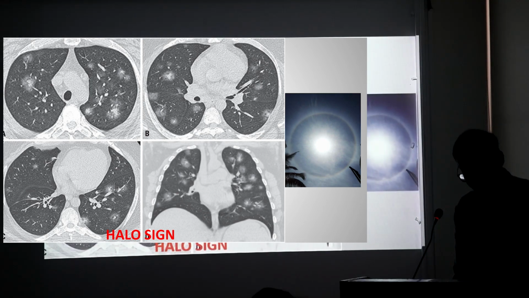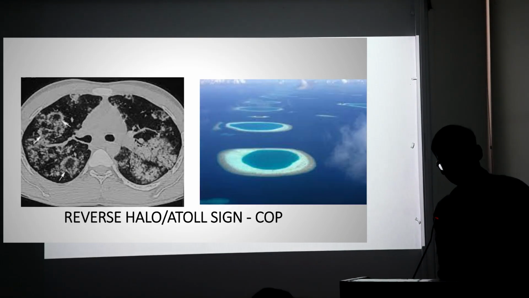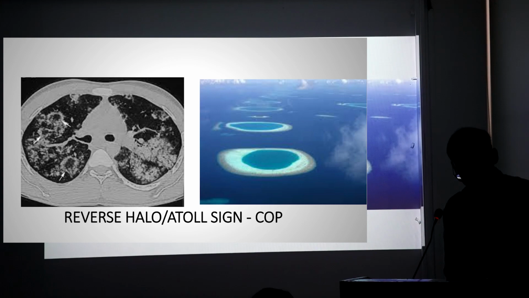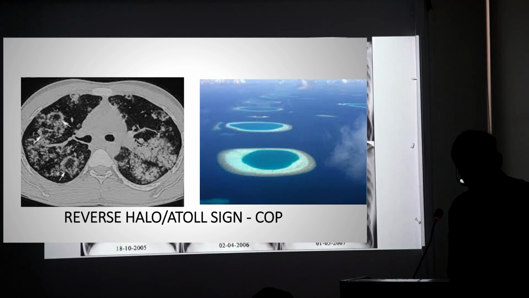So in halo sign, what is happening? If you see the center of the lesion, it is dark. It is consolidated, and there are surrounding areas of GGOs. And the opposite is the case in reverse halo. The center portion is either normal or GGO, and outside there is an area of consolidation. It is also known as atoll sign. It is seen in cryptogenic organizing pneumonia. It's not specific, but we can see it in COVID also, and in various other etiologies.